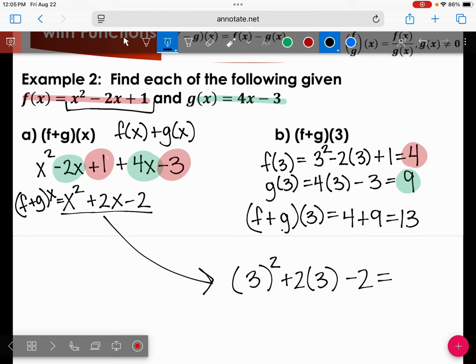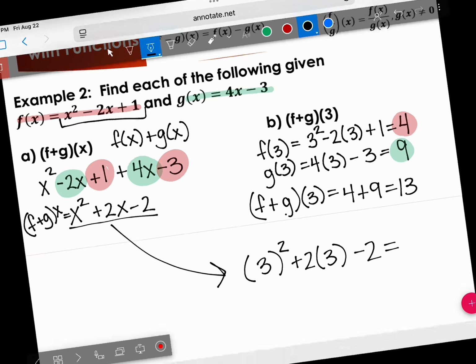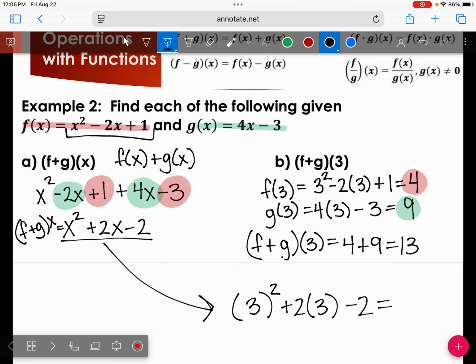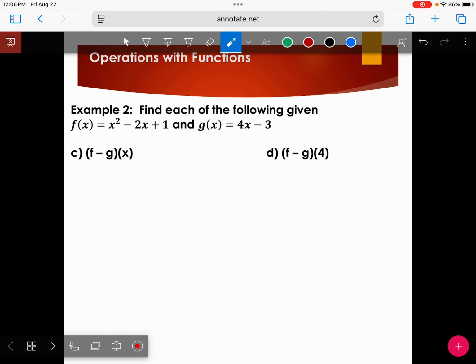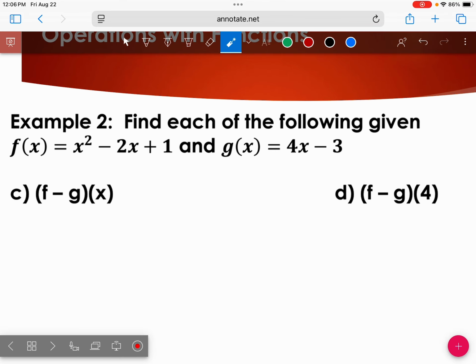So when you put the 3 in, that'll be 9. 9 plus 6, which is 15, and 15 minus 2 is 13. But again, if I didn't have this one already, this is just another method to do it. All right, so now let's do the same thing, except we're going to subtract.